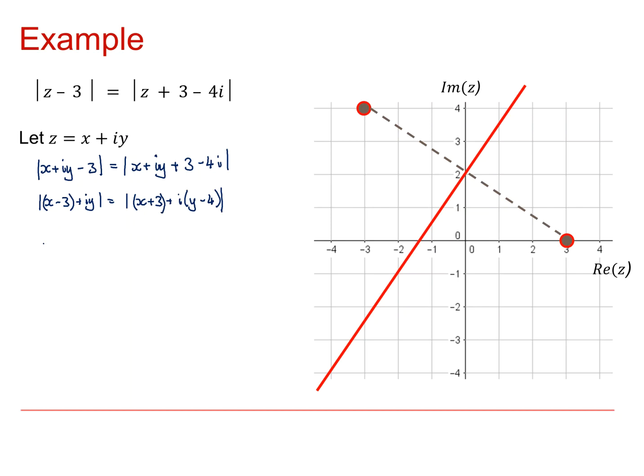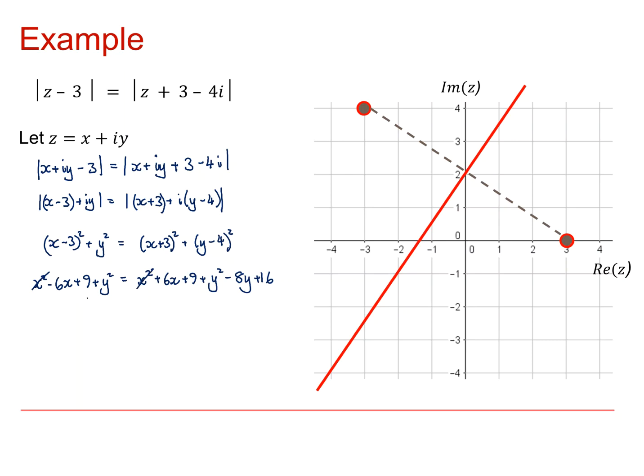Now I'm going to find the modulus of these numbers, but I'm not going to bother square rooting because I do that on both sides and they'd still be equal. So I'm just going to square the real part and square the imaginary part there, and that's equal to the real part squared on this side plus the imaginary part squared. And of course the moduli are equal to that square rooted, and I'm just squaring both sides. So here I get x squared minus 6x plus 9 plus y squared equals x squared plus 6x plus 9 plus y squared minus 8y plus 16.